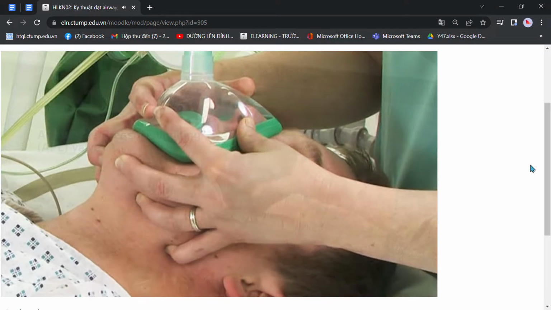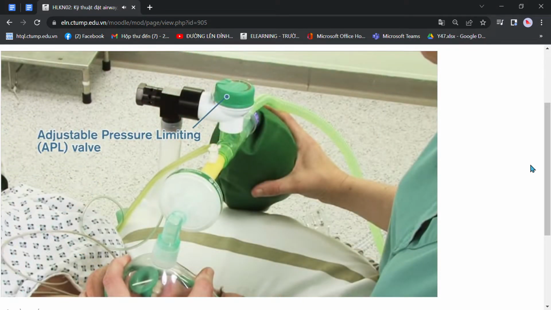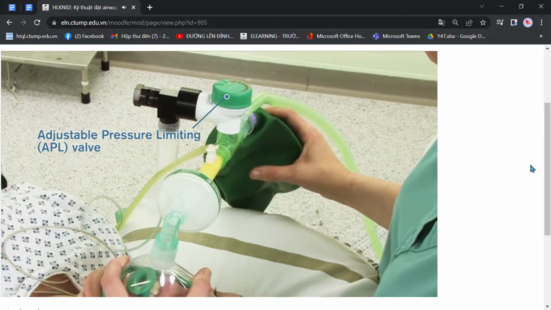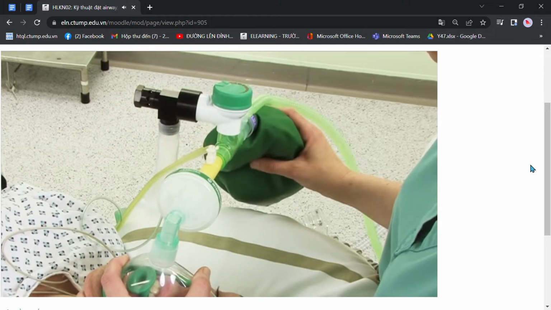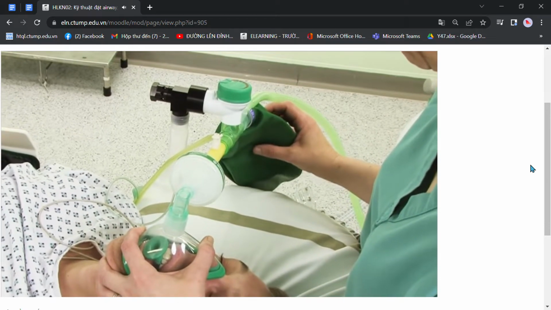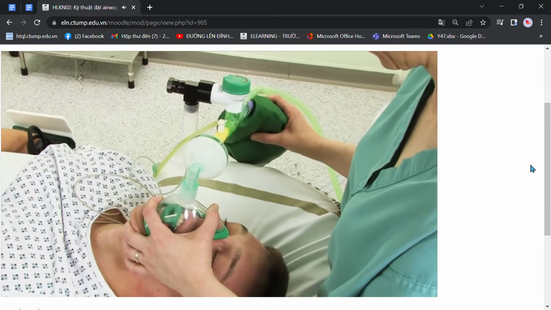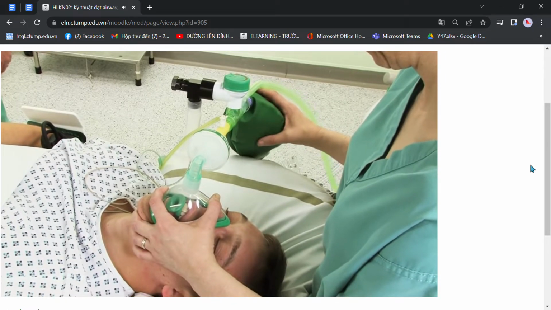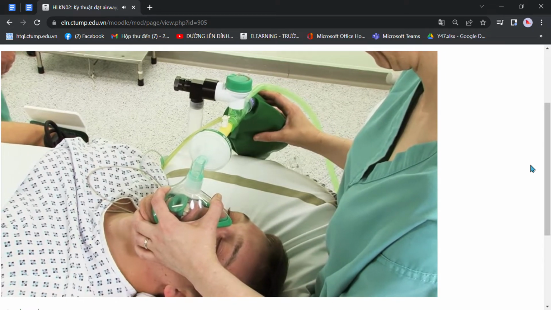The adjustable pressure limiting valve on the anaesthetic breathing system is adjusted in order for oxygen to accumulate in the reservoir bag, and then the bag is squeezed in order to deliver oxygen to the patient. If this technique is correctly undertaken, the patient's chest will rise during ventilation.